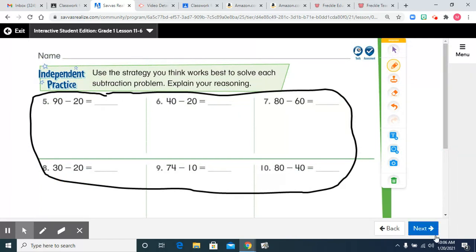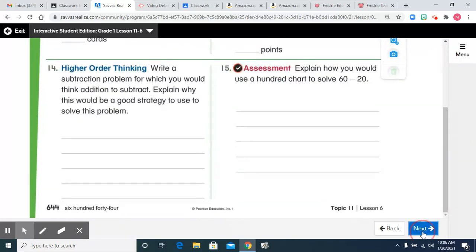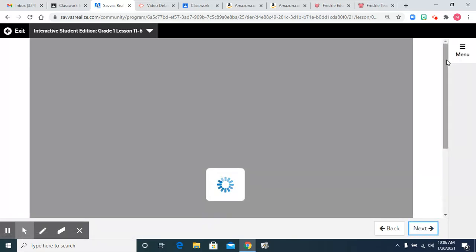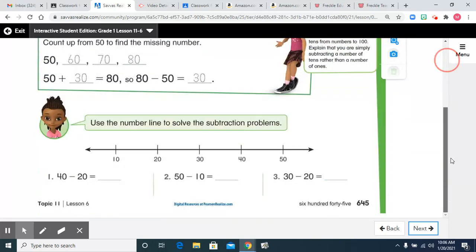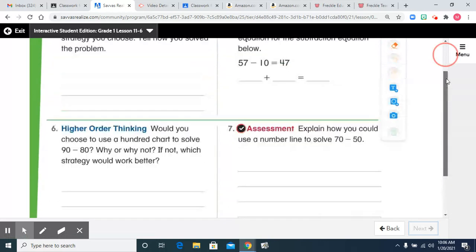and 10. When you are done with the top, you can do some extra problems on the next page, page 644. You could also do problems on page 645. And there's also practice problems you can do on page 646.